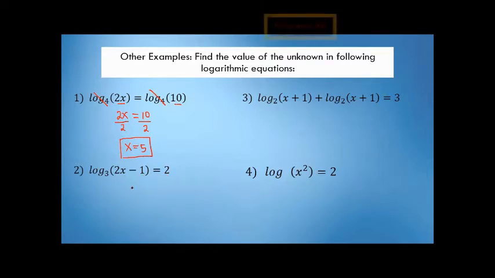So, ang pwede naman natin gamitin dito is yung conversion of form, dahil wala namang logarithm sa kanan, nasa kaliwa lang siya. So, convert natin. 3 raised to 2 is equals to 2x minus 1. That is 3 squared is equals to 2x minus 1. And then, simplify natin. 3 squared is 9.